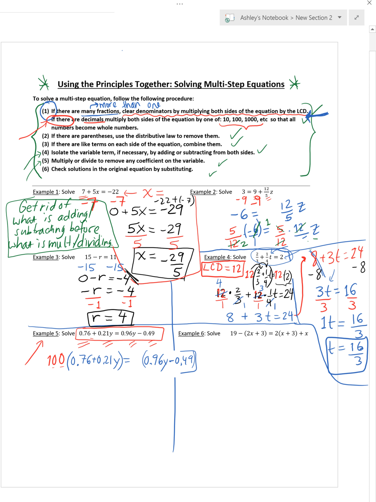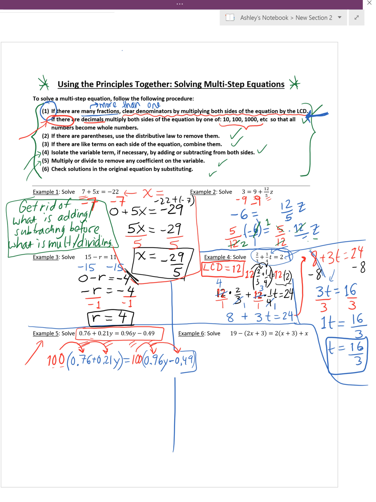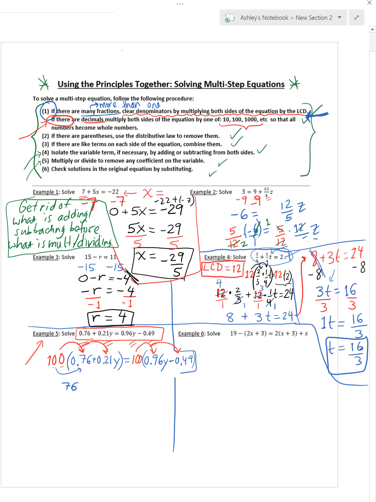So 100's being multiplied by both sides. And again, you better make sure that you distribute the 100 onto each term. 100 times 0.76, 100 times 0.21y, and then 100 times 0.96y, 100 times 0.49. On the last example with the fractions, I really wrote it out to spell it out, but I don't really need to do that here. I know 100 times 0.76 moves the decimal twice to the right, making it 76.0, but you don't really need to write the 0.